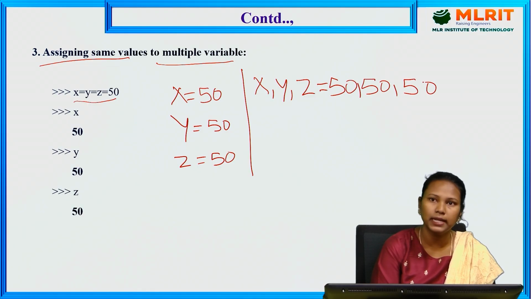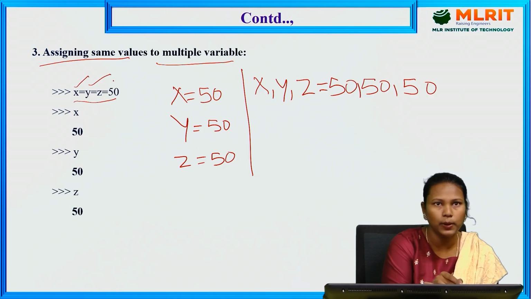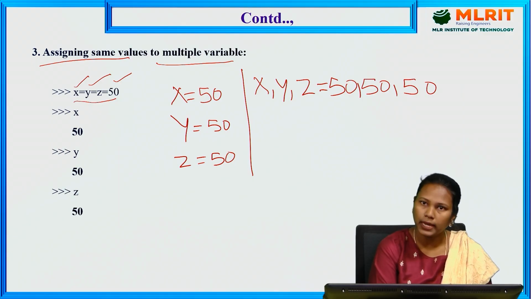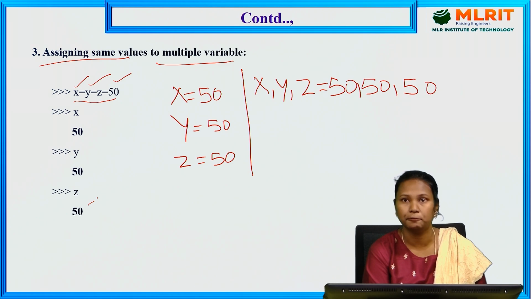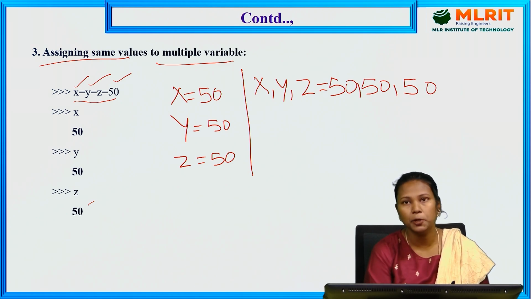The third method is, in this way also we can write x = y = z = 50. It means x contains the 50 value, y contains the 50 value, and z also contains the 50 value. In this way we can declare the variables. So, we have seen in how many different ways we can define variables.